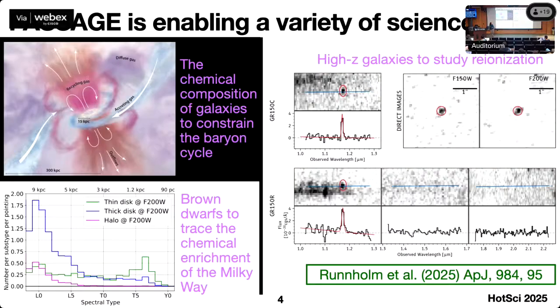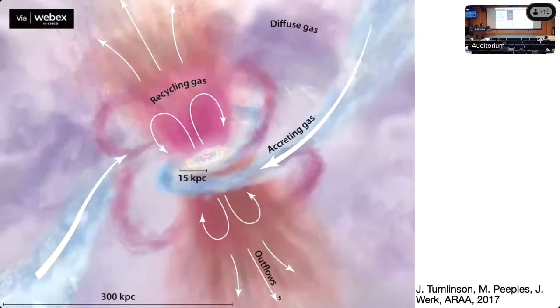Okay, I'm now going to focus in on the chemical composition of galaxies to constrain the baryon cycle. I'm sure all of you have seen this about 1 million times, but I'm just going to walk through it very briefly just to set the stage. What we are seeing here is a galaxy, in the inner 30 kiloparsecs or so.